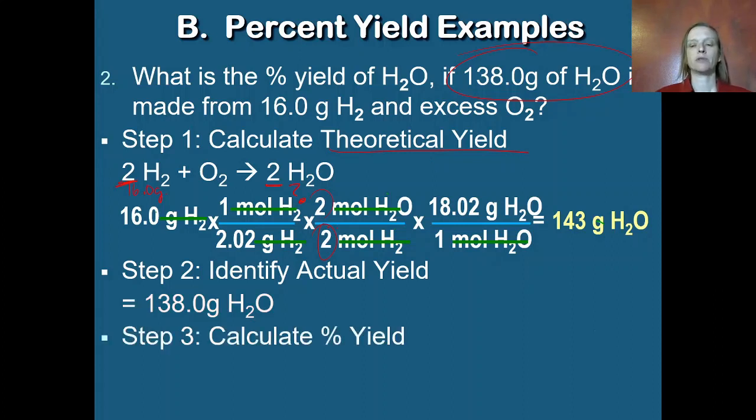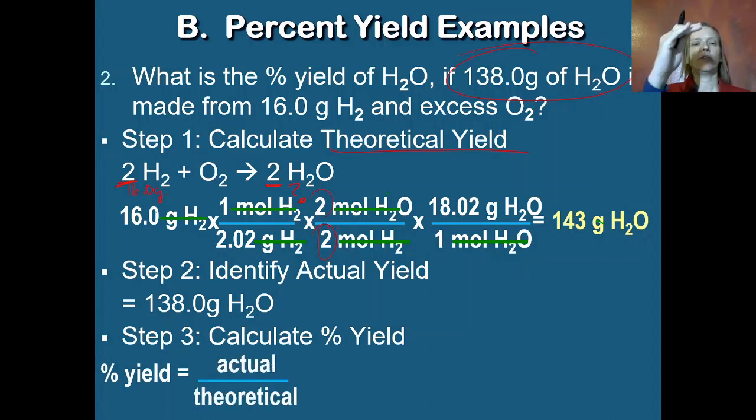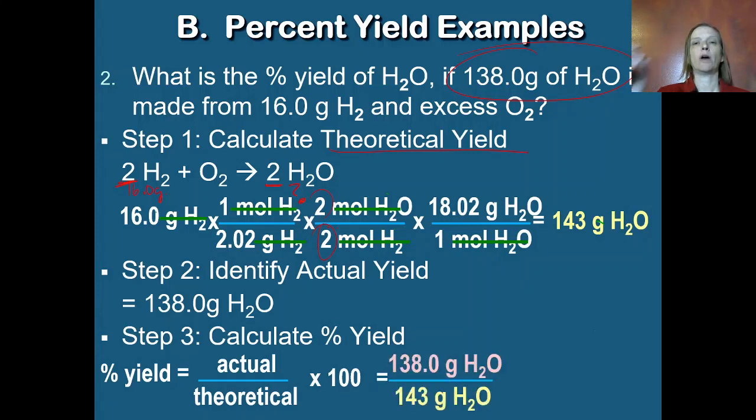Step 3 is to calculate the percent yield. I'm going to use the actual yield divided by the theoretical yield times 100. So I'm going to use my 138.0 on top, my 143 down below, and multiply times 100, and that gives me 96.5% yield of water.